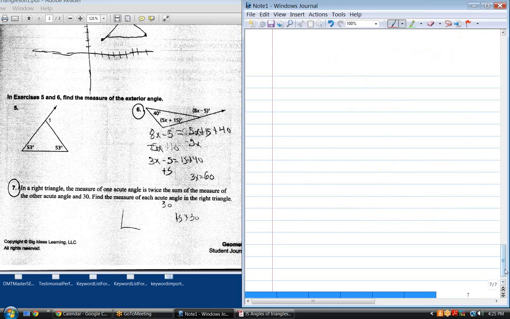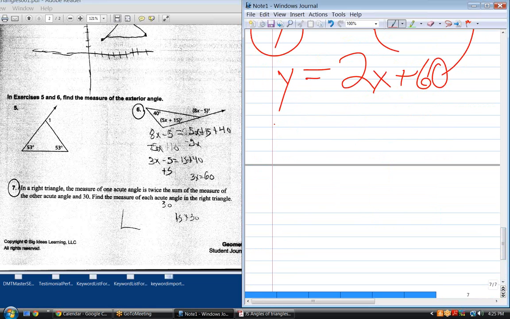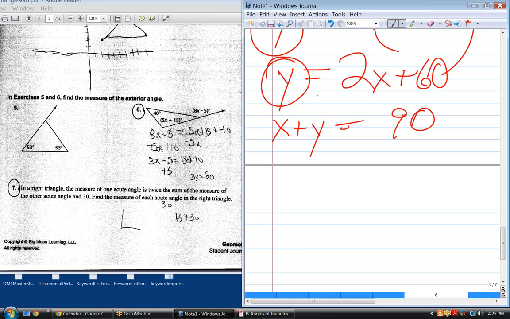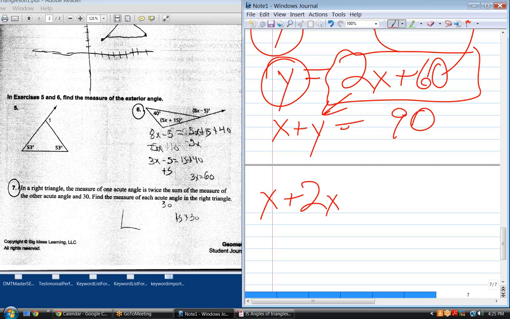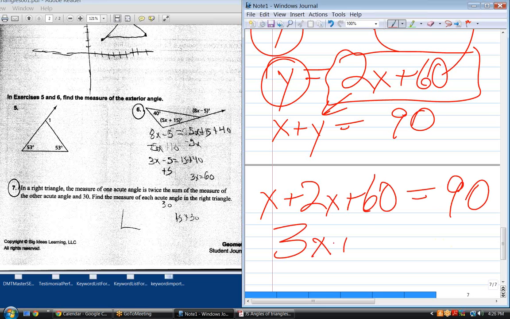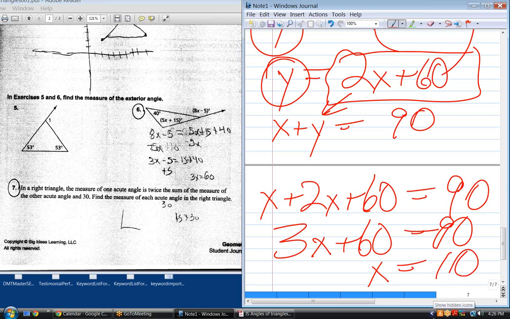Well, what else do I know? I also know that the two acute angles add to 90 degrees. They're always complementary, remember. Well, now I can solve for x, because I know what y is in terms of x. So all I have to do is substitute this whole thing in for that y. So I get x plus 2x plus 60 equals 90. 3x plus 60 equals 90. Solve that, you get x equal 10.